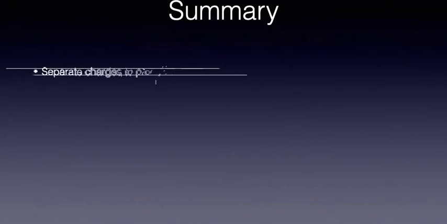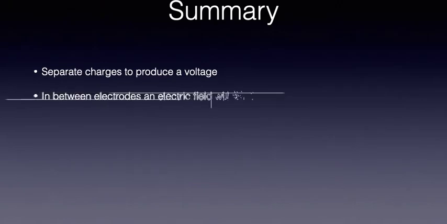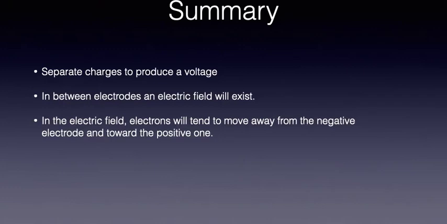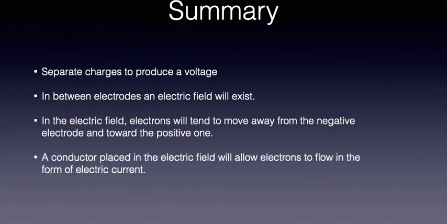So let's summarize the key ideas. The first key idea, you have to separate charges to produce a voltage. Anytime you do have separated positive and negative charges, a voltage will exist. In between the electrodes, an electric field will exist. In the electric field, electrons will tend to move away from the negative electrode and toward the positive electrode. And finally, a conductor that is placed in an electric field will allow electrons to flow through it in the form of an electric current.